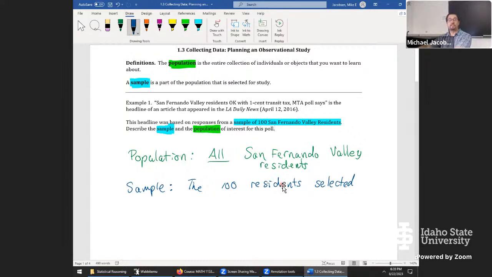Notice I was really brief on this one. I didn't specify San Fernando Valley resident, but we didn't have to because we know the sample already came from the population, meaning it would have been redundant. We already know they had to be San Fernando Valley residents. Well, that's our warm-up question for these notes. Any questions or comments, folks, about population or sample?